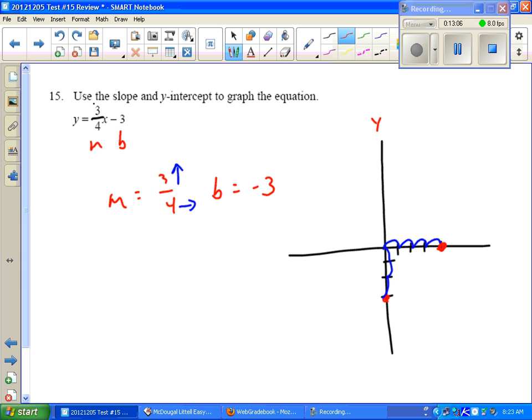Once you have 2 points, do the best you can. It's kind of hard for me up here. Do the best you can to draw your equation going through. Graph should look like that.